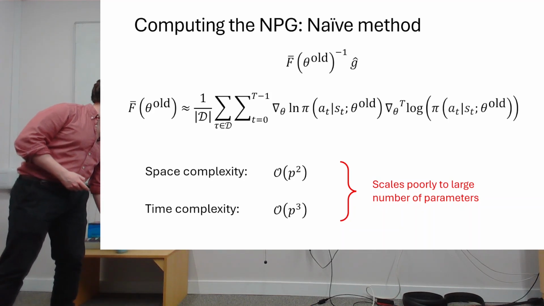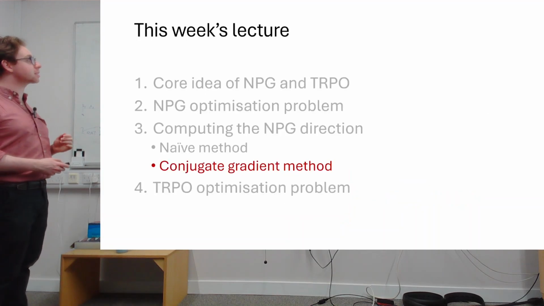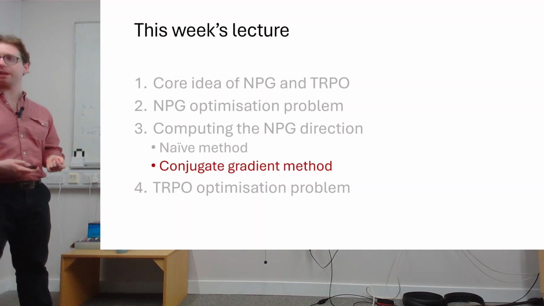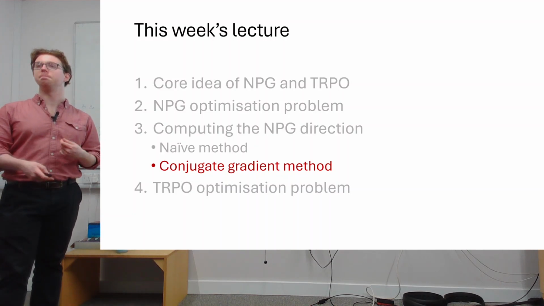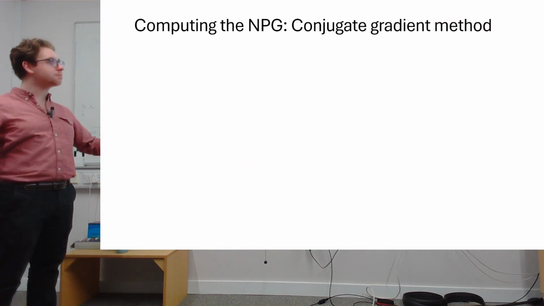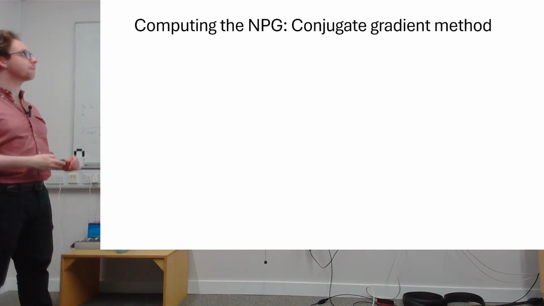Great. So now let's cover another way that we can compute the natural policy gradient direction, called the conjugate gradient method, that actually does this much more efficiently. There are lots of moving parts here, and we'll cover them one by one.